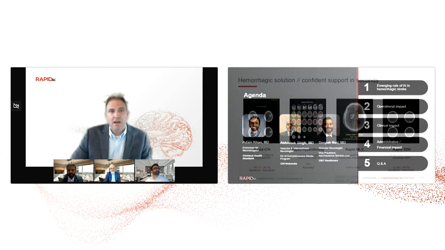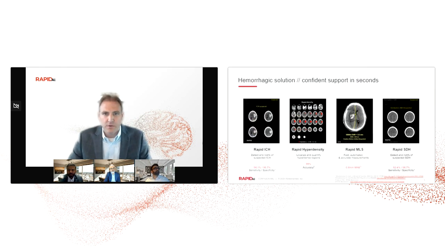But before we begin, I'd like to start with a high-level overview of the Rapid Hemorrhagic Stroke Solution. This stroke solution is the most comprehensive hemorrhage patient management system on the market today. Rapid ICH and Rapid SDH are our triage and notification modules. Rapid ICH detects suspected acute hemorrhagic stroke, and Rapid SDH can differentiate between acute and chronic clot, both with industry-leading accuracy down to 1 milliliter lesions.